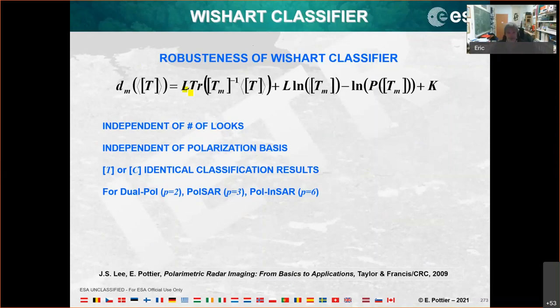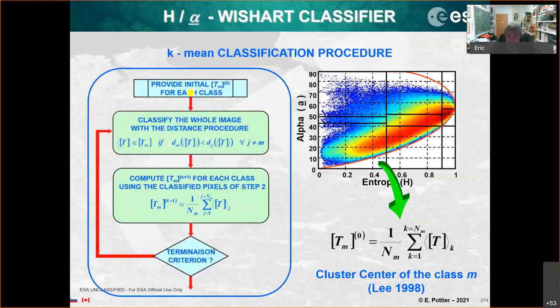Okay, so it is exactly the same thing. And as I explained to you just before, I can adapt this distribution according to the dimension of the parametric information. So I shall put P equal 2 for dual pol, P equal 3 for full pol, and P equal 6 for Pol-InSAR. Okay, so in conclusion, it's very easy to derive this distance, to do this classification.